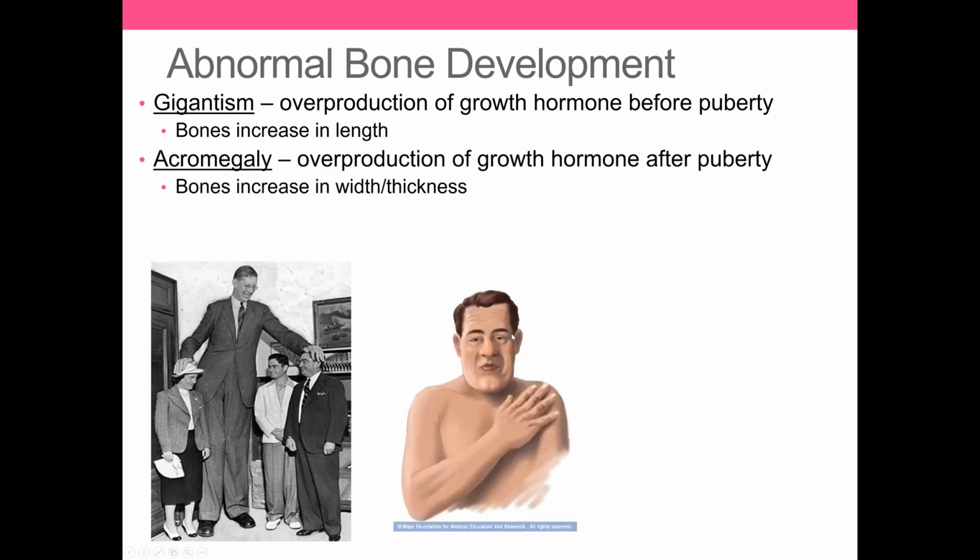Acromegaly is when you overproduce growth hormone after puberty. So remember, after puberty, the bones can no longer get longer. They can only get wider and thicker. So in acromegaly, the bones will increase in width and thickness, and it produces a characteristic look where you've got like thick, broad hands and arms. The face takes on this really broad, thick appearance. And that's because all of the bones are getting thicker and broader because they can't get any longer at this point.